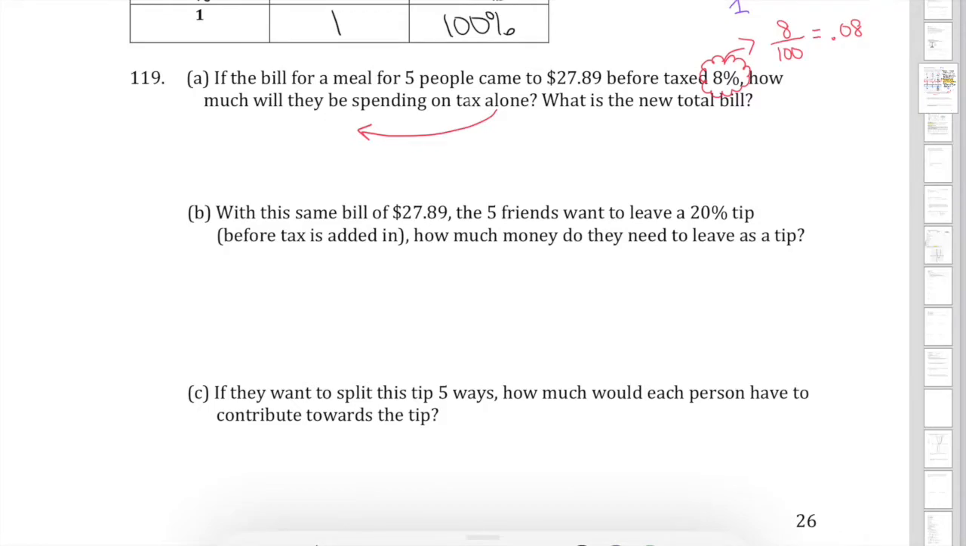So to find 8% of $27.89, I'm going to take the $27.89 and multiply it by the decimal version of 8%. That's how I find 8% of $27.89. So you're definitely going to want to plug that in your calculator. Just hit the multiplication and you should get 2.2312.